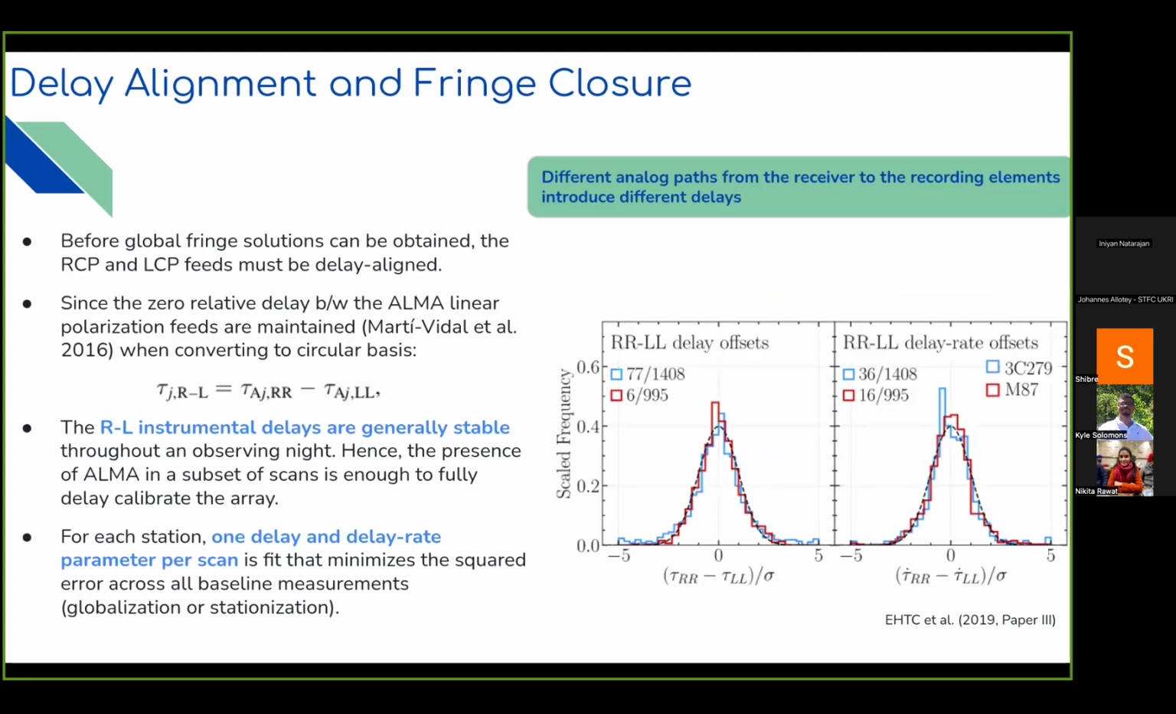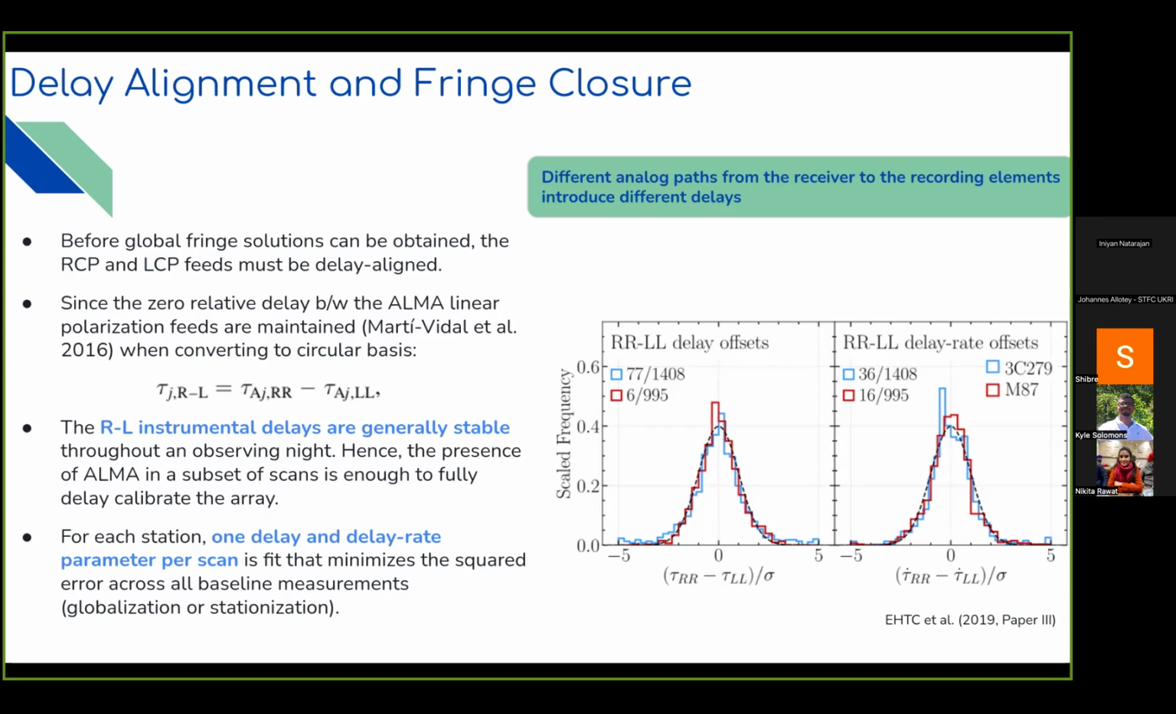So all the solutions that I've been describing above correspond to each baseline. So if you have 10 stations that participate in your VLBI experiment, all these solutions are baseline based. But you actually want to derive solutions that are station based. So that's what's called the globalization step, or global fringe solutions.